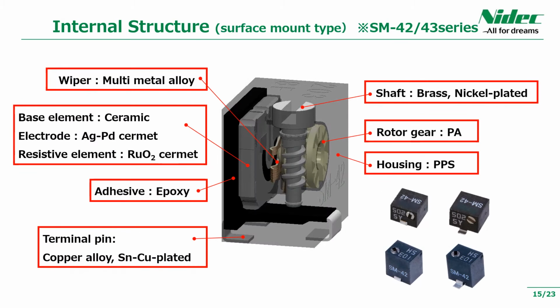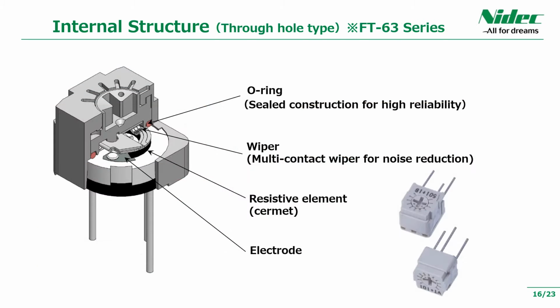Next is the internal structure of the surface mount type SM42 and 43. UL flame retardant class 94V-0 certified product is used as the resin material. This is the internal structure of the through-hole type FT63. The structure is sealed with an O-ring. As explained in the previous slide, you can see that a multi-contact wiper as a countermeasure for noise reduction is used in our products.